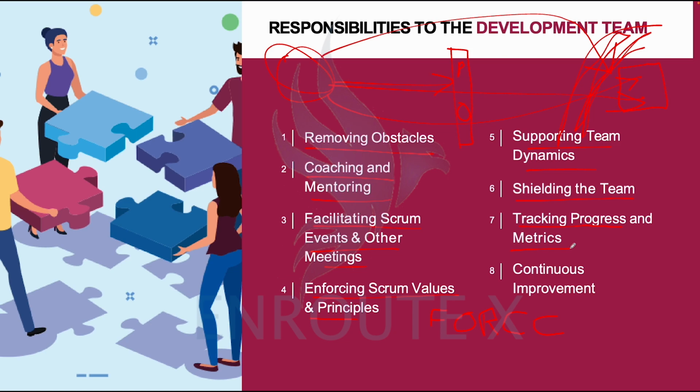So there are various metrics that the Scrum Master would be able to track alongside the development team to ensure continuous improvement, to know that the team is delivering the right value, and that the team is moving at the right pace also. So those are the major responsibilities of the Scrum Master to the development team.